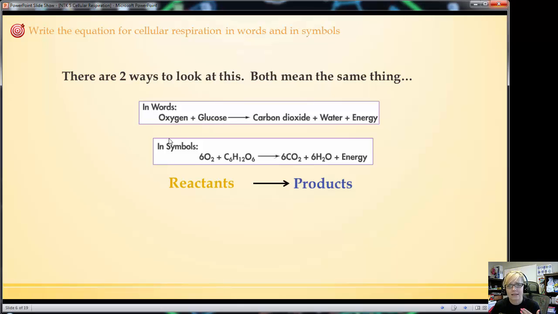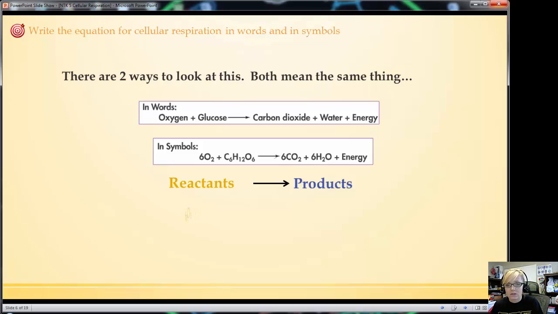Breathing in, we need oxygen and we also need glucose. What happens? We know we breathe out carbon dioxide, we breathe out water like we just talked about, and we're also making and converting that energy that was stored in the glucose into ATP. Sometimes instead of energy over here, you'll see ATP, perfectly fine.